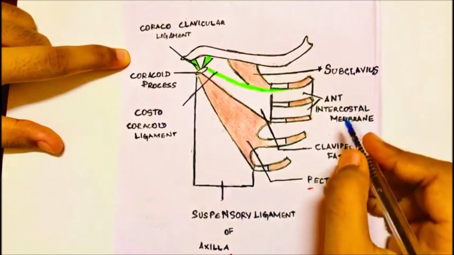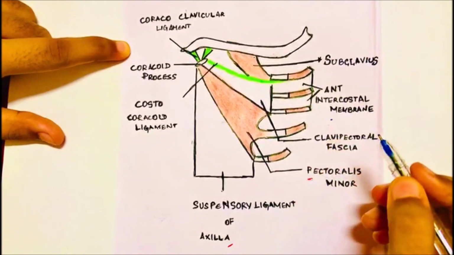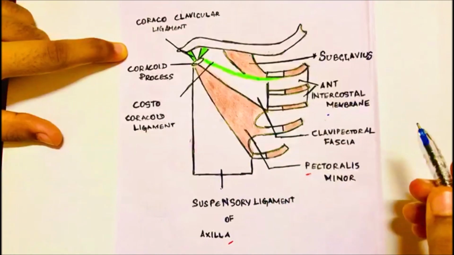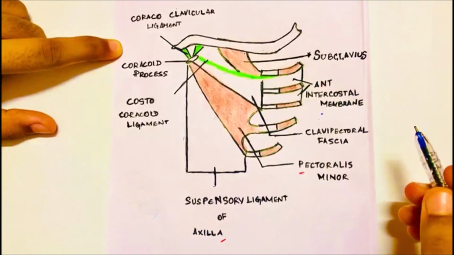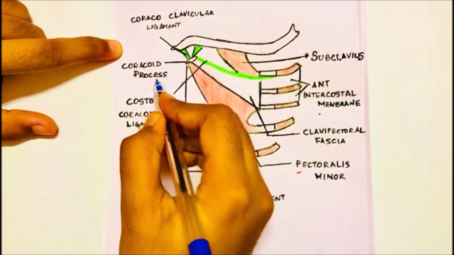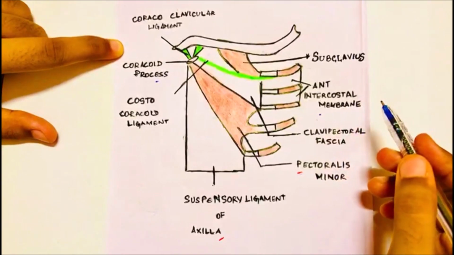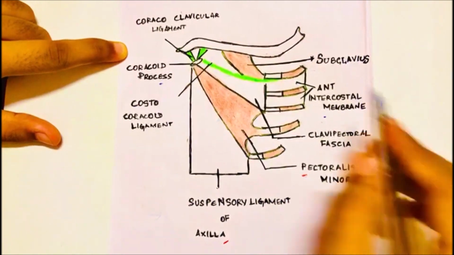Medially, it fuses with the anterior intercostal membrane of the upper two intercostal spaces and attaches to the first rib. Laterally, it is thick and dense and attaches to the coracoid process. Above, it splits to enclose the subclavius and attaches to the lip of the subclavian groove of the clavicle.